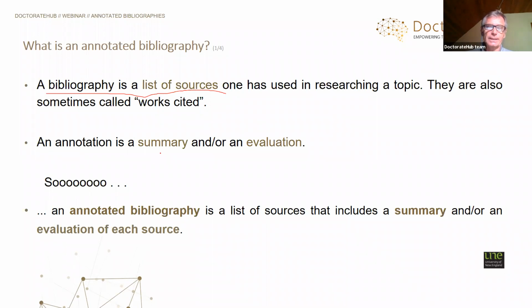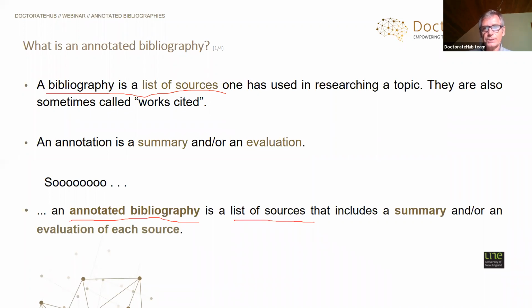On the other side, the annotations means kind of a summary, but not just a summary. We are trying to go a little bit farther. We are trying to evaluate actually each of those resources. So finally, if we say what is annotated bibliography, is it kind of a combination of all the sources?